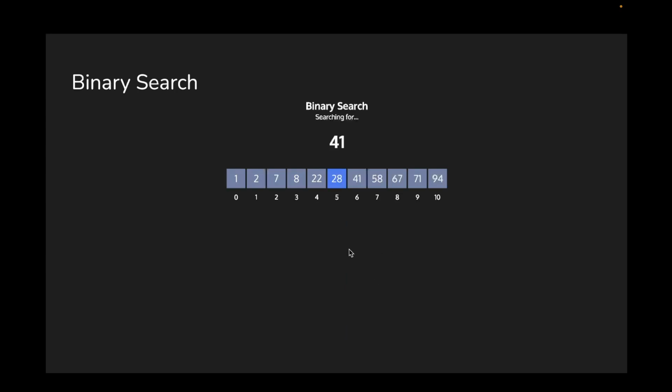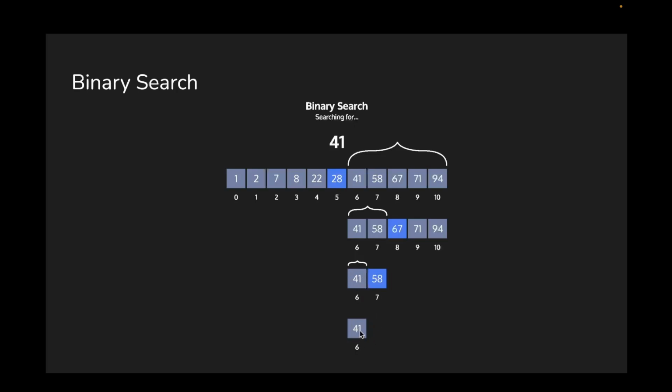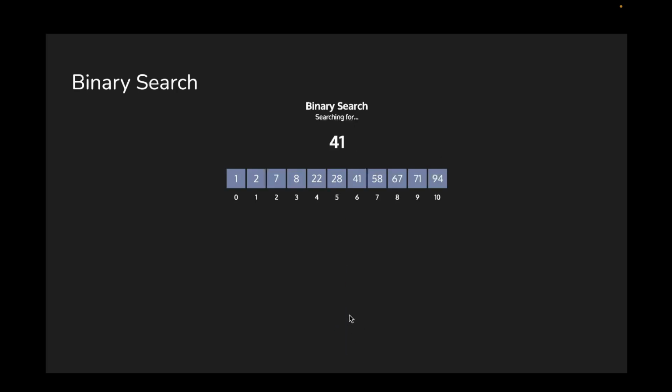So we check 6, and then we see that 6 at index 6 is equal to 41, and then we return it. But if we rounded the 6.5 up to 7, then we would check 7. We would see that 41 is less than that, so we check this side of the array. Then we create a new array, and then we check that. And it's 41. So yeah, that's how binary search works.